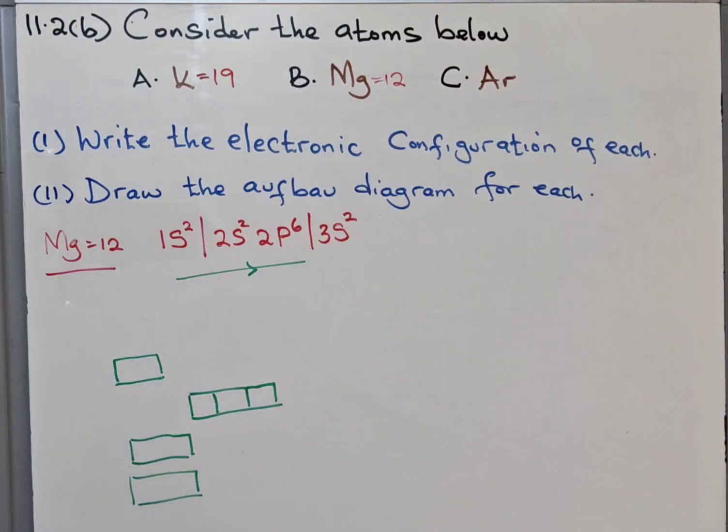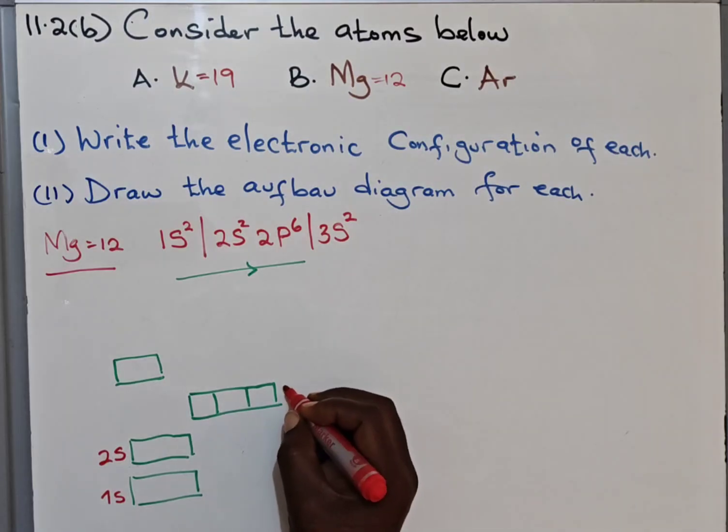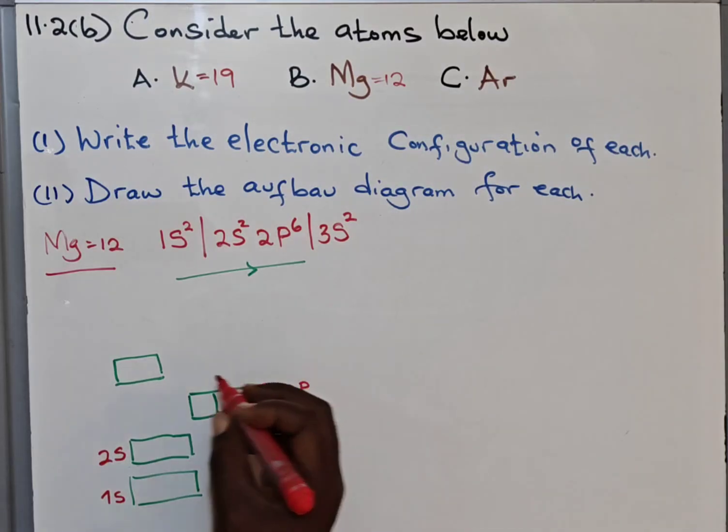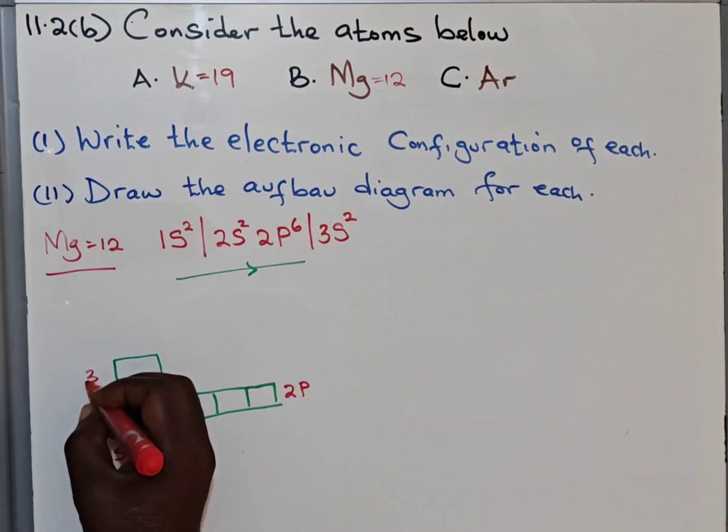So when you come to labeling, what do we have here? This one is 1s. This one is 2s. This one is 2p. And this one is 3s.